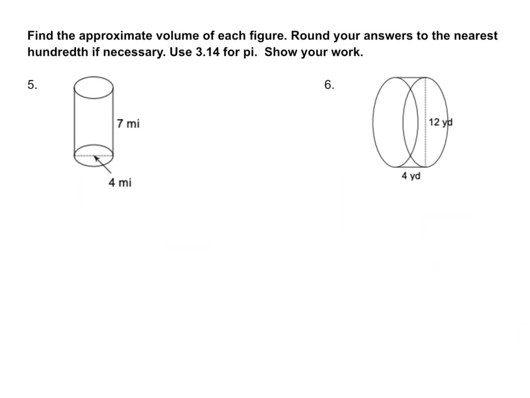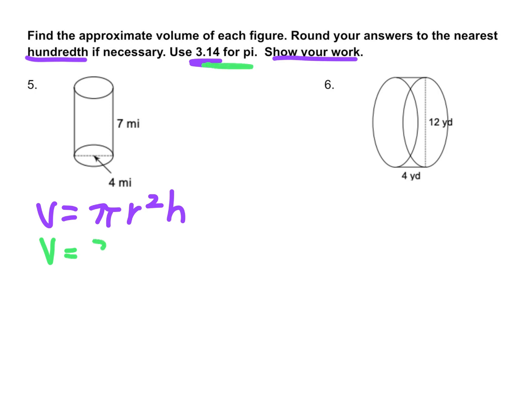Moving on to number 5, now the directions change a little bit. It says find the approximate volume of each figure and round your answer to the nearest hundredths place this time. And we're going to use 3.14 for pi. As always, show your work. Okay, so a cylinder again. V equals pi r squared h. Again, it's always a very good idea to write your formula down and then substitute your numbers in. Okay, now in place of pi, it tells me to use 3.14.